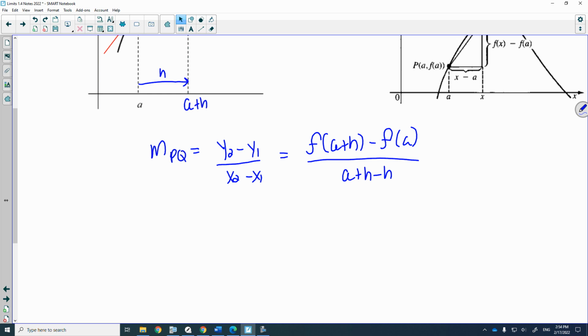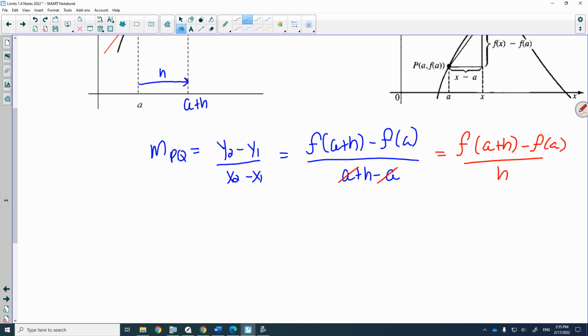And if you look at that denominator, a plus h minus a, we could actually cancel because a minus a would cancel, and we'd be left with the slope of the secant line, which would be given by f of a plus h minus f of a all over h.